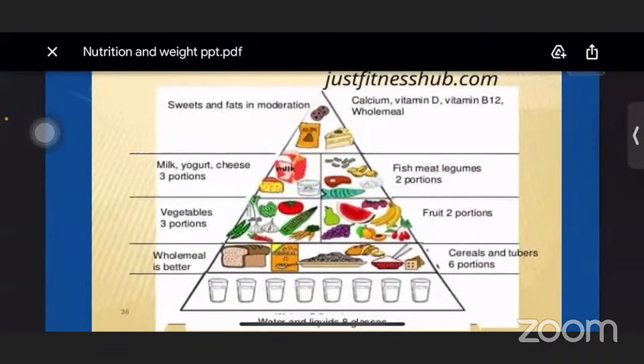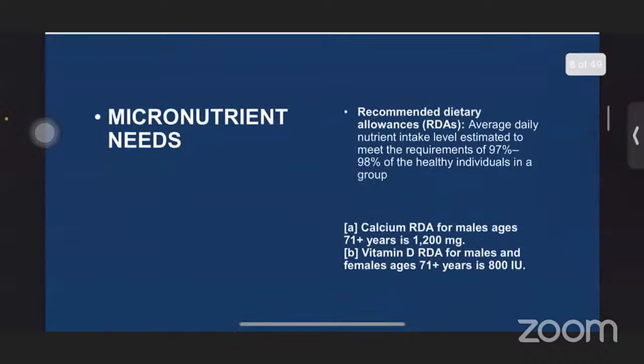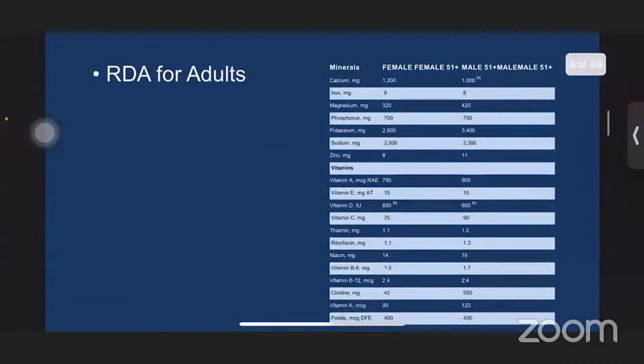This is a pyramid showing the levels of all the macronutrients that are required in an elderly person. And coming to the micronutrient needs, the daily recommended dietary allowances average would be around 97 to 98%. And this is a table showing the micronutrient requirements in the elderly, in females and males.